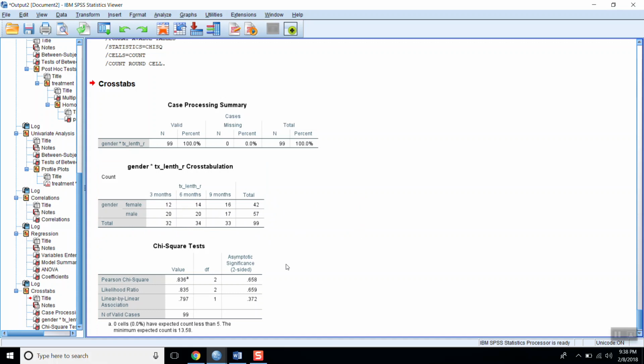Okay, and then there are 3 different statistical tests that SPSS will automatically run for you for chi-square. Most people will use the Pearson chi-square test. Sometimes you'll see the likelihood ratio. I don't know that I've ever seen this last one reported. But for our class, just go ahead and report the Pearson chi-square analysis.